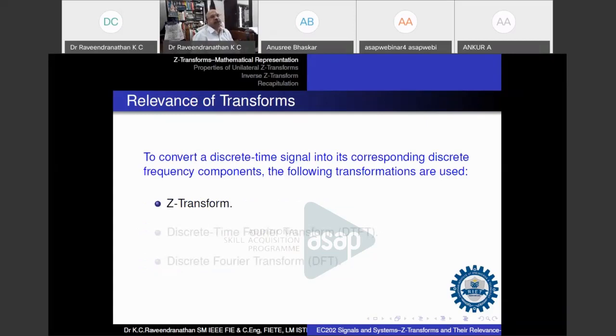Why transforms are used, I think it is known to the student community of electronics. There are two ways by which we can represent an electrical signal. One is in the time domain, where we represent the variations of the physical quantity, electrical or other form, and the independent variable is time. You represent the variation in amplitude or whatever physical quantity you are monitoring as a function of time. So that is the time domain representation.